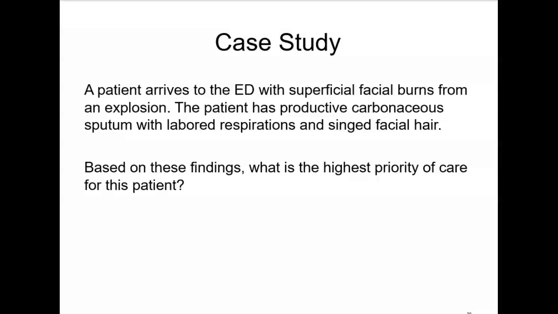For this first case study question, the correct answer is: the priority concern with this patient is the airway. An emergency assessment should be first completed. The productive carbonaceous sputum with labored breathing and singed hair is a sign of inhaled exposure and smoke inhalation. Knowledge of the circumstances causing the burn is valuable in the management of the burn victim.